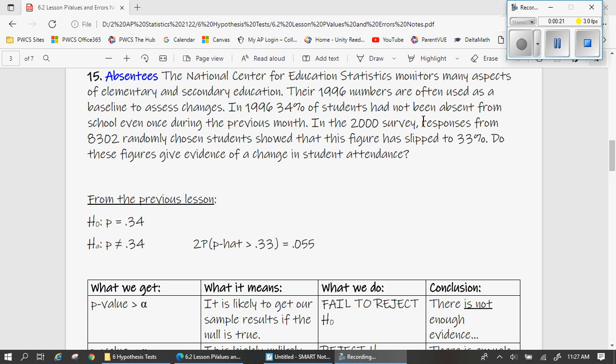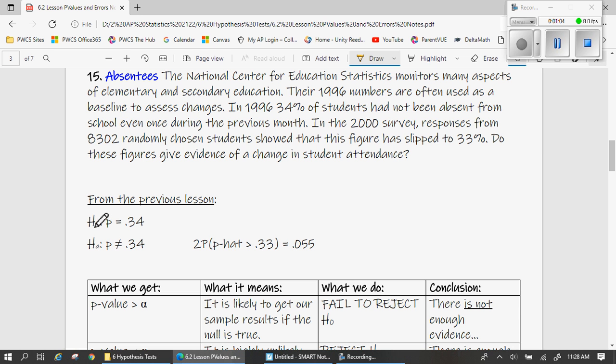So last time we talked about this scenario of absenteeism, and we wrote some hypotheses based on the question. We have this assumed proportion of students who had not been absent from school even once, so 34%. And we did a survey 4 years later, and we got a sample proportion of 33% who said they had not been absent. And so what we want to know is, does that give us evidence to show that the actual population proportion of non-absentees has changed? And so we wrote our hypotheses.